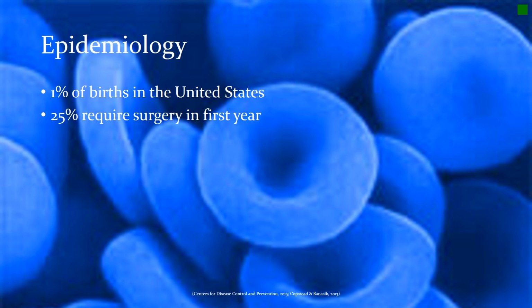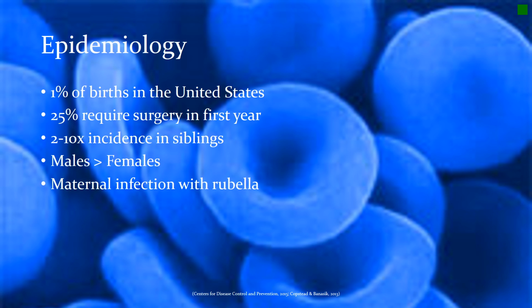The pathology of heart defects is not well understood, but our textbook notes that there is a 2 to 10-fold increase in siblings, and more males are affected than females. A maternal infection with rubella has also been associated with CHD development. Although not well understood, they are thought to be multifactorial with genetic and environmental components. According to the CDC, hospital costs for individuals with CHDs amounted to about $1.4 billion in 2004, which they estimate is equivalent to $1.9 billion in 2011 dollars.